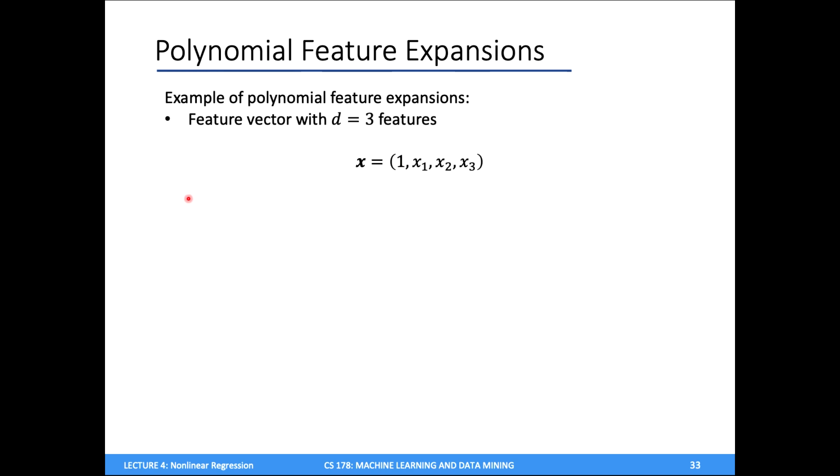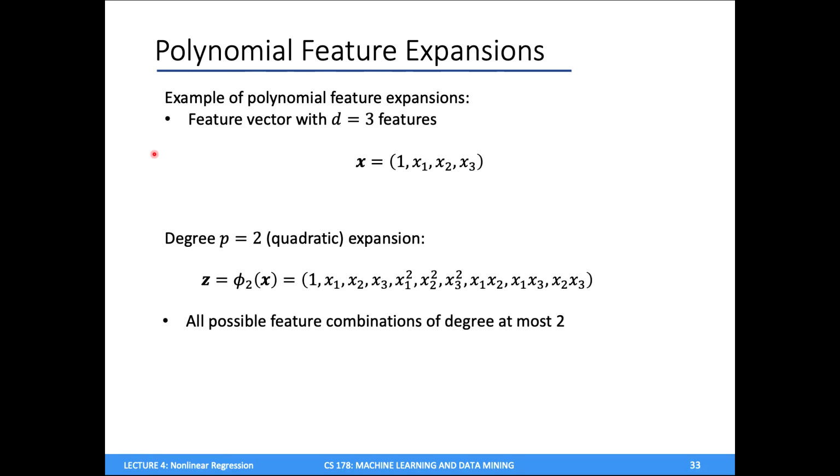Okay, let's look at a concrete example here. Let's say our feature vector has just 3 features in it. So we've got our bias term, 1, and we've got x1, x2, and x3. So maybe this is like a patient's age, their height, and their weight, for example. To compute our degree 2 polynomial expansion of this feature vector, we first copy over x. So we've got 1, x1, x2, and x3. We look at the squares of all of those features. And then we look at all of the interaction terms between those features, having total degree at most 2.